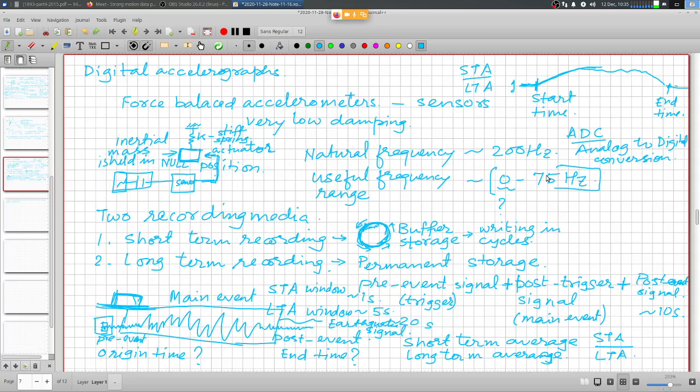And it so happens that, I'm sorry, this is not the sampling. Natural frequency is of course approximately 100 to 200 hertz. That's very high. But this useful frequency range actually comes from the sampling rate.